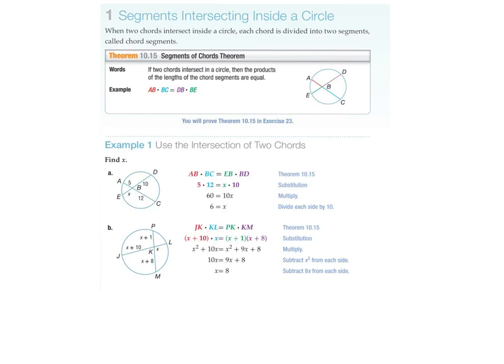And here's example one. It's basically cross multiplying, but with a little bit of a twist to it. Here it's the two segments of the chord where they intersect multiplied by each other equals the other. So as you can see from the diagram, it's 5 times 12 equals 10 times x. You solve for x if that's what the question's asking you for, which in example 1 it is.